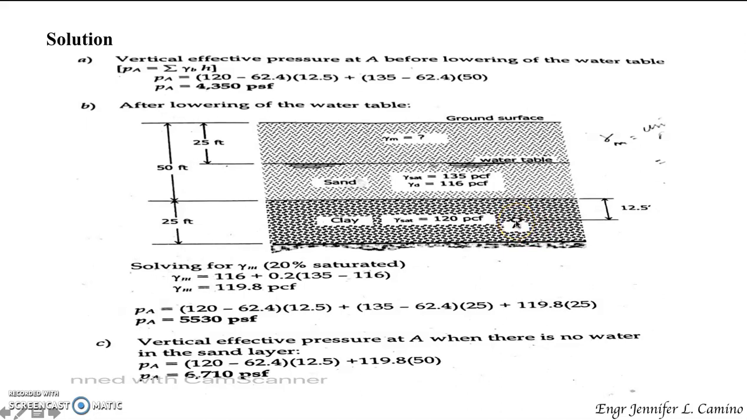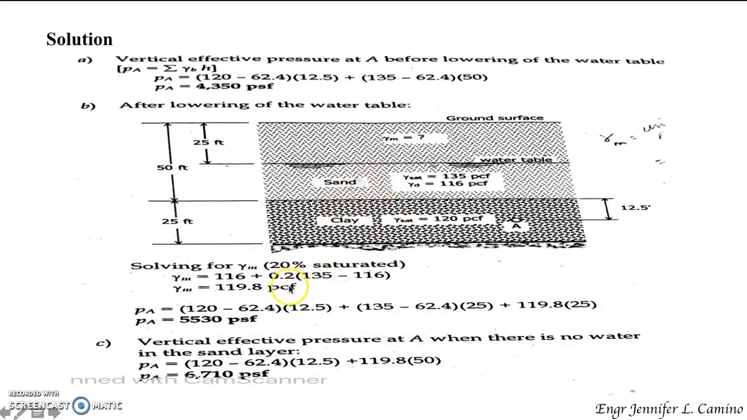So that means equal to 12.5 times 120 plus, there is no water in this area, so we're going to use the unit weight that we have computed a while ago, which is 119.8. So meaning to say, we're going to have 120 times 12.5 plus 119.8 times 50. And it has a result of 7,490. That is the total stress.